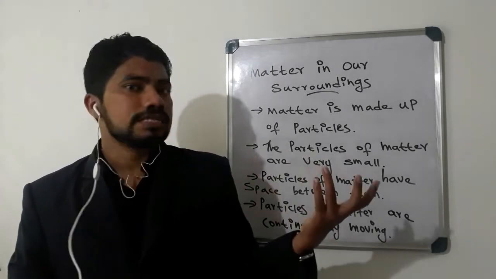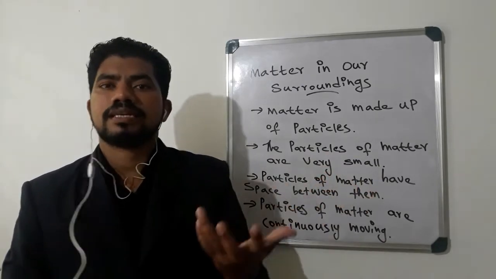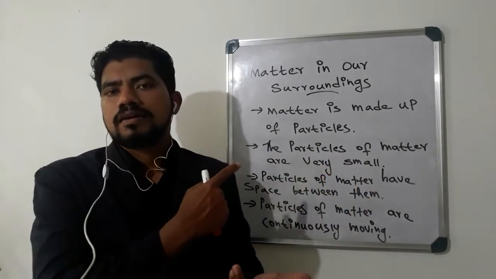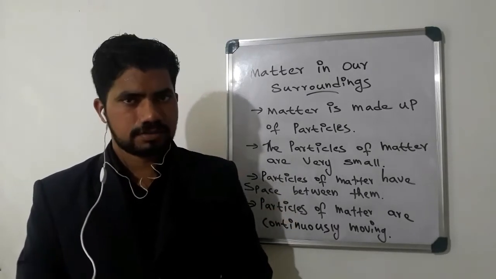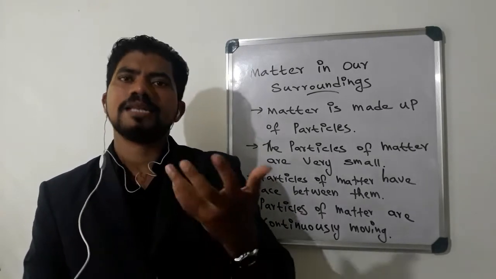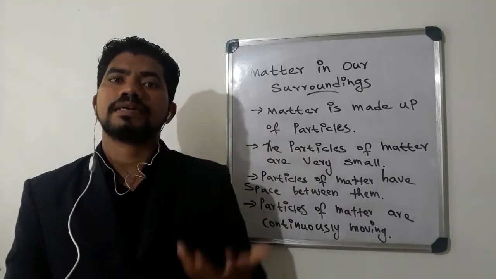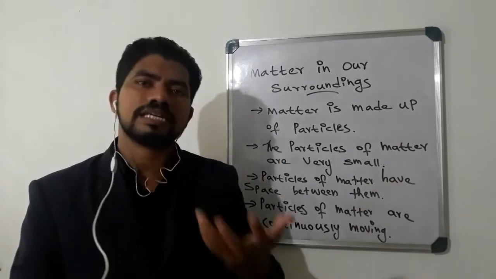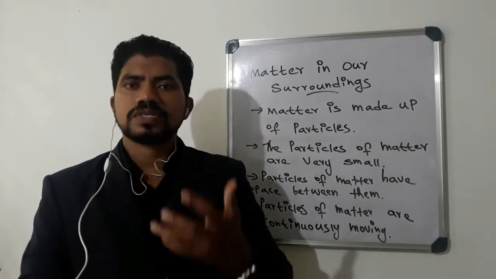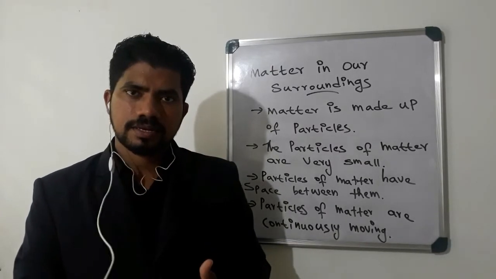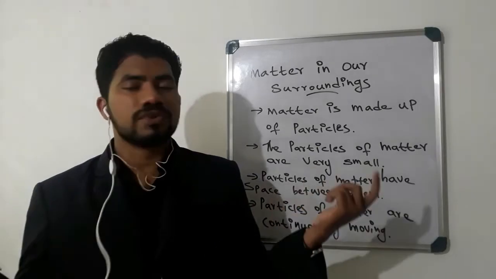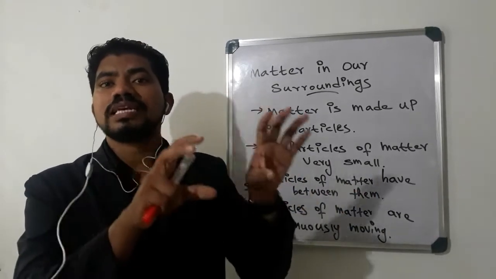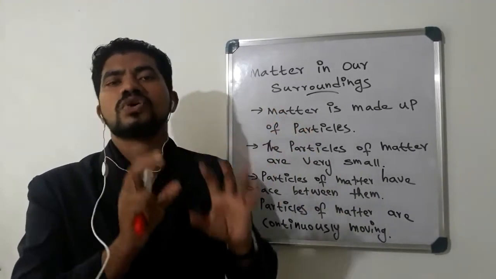They are continuously moving. We can take an example: in our kitchen, we have liquefied petroleum gas. In that LPG, the methane particles are continuously moving without any direction, because methane is a gas. They have more freedom to move. They are continuously applying pressure on the walls of the cylinder.